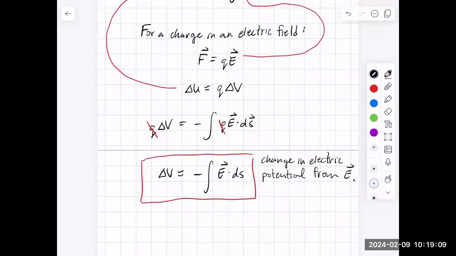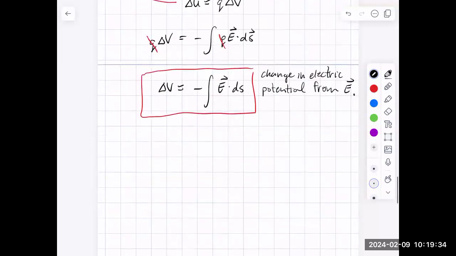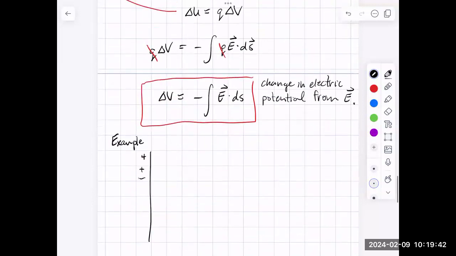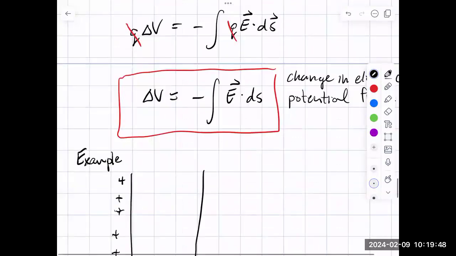Okay, so there's a few different possibilities. Let's work out one of the easiest cases. How can I make this integral as easy as possible to solve? What would I want for my electric field? Yeah. Make it constant. Okay, let's do that. So we can make a constant electric field. So let's do an example. By taking, say, a positive plate, and maybe what I'll do is I'll put a negative plate over here. Whoops, sorry.